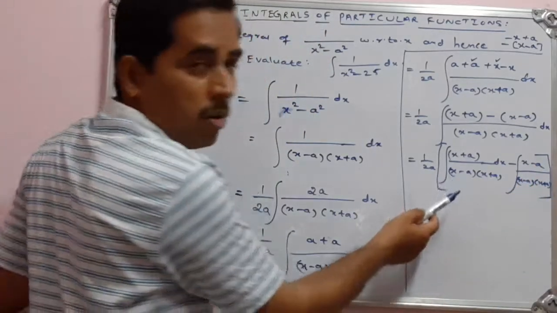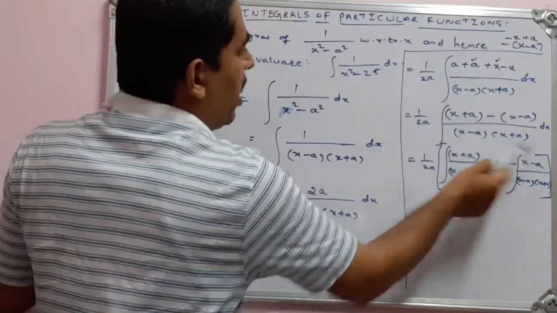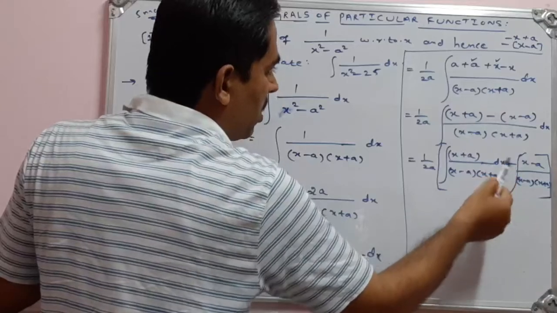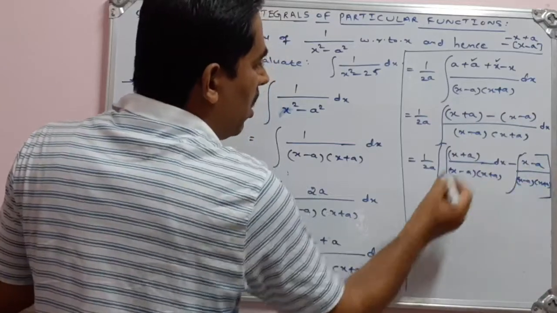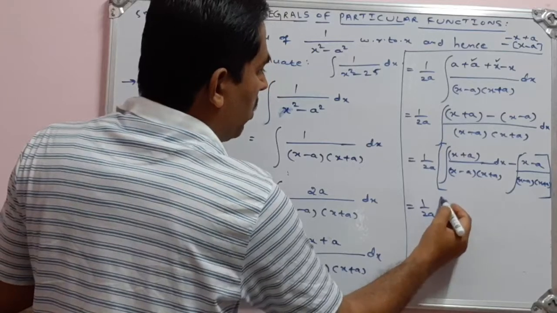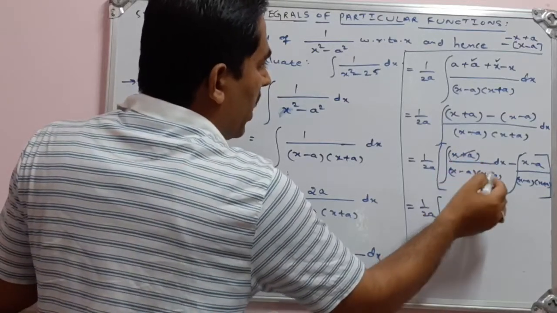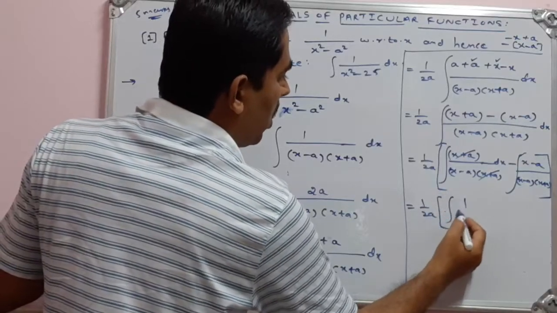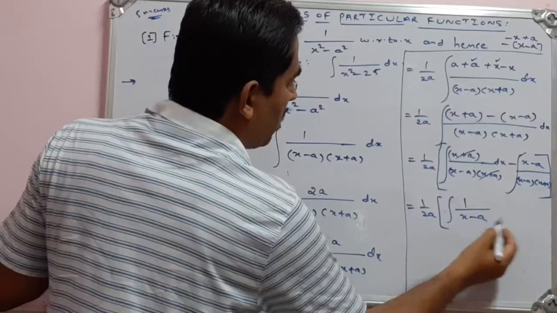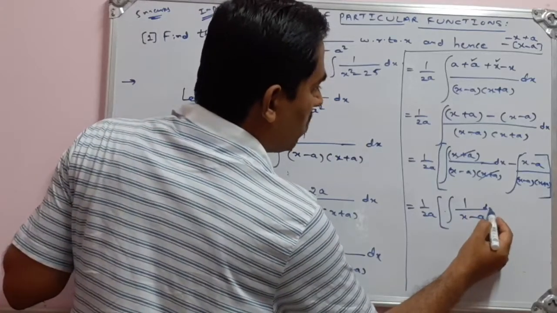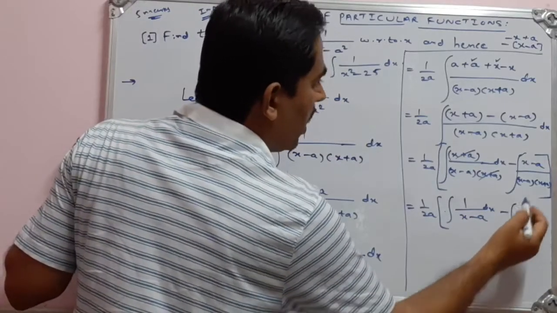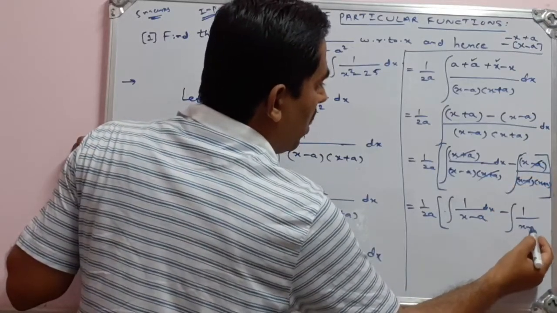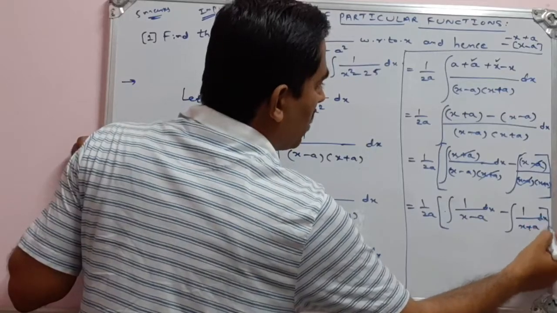Okay, so I have split these terms: x plus a divided by x minus a into x plus a, minus the integration of x minus a divided by x minus a into x plus a. Now before going to the next step, see here, x plus a gets cancelled, I will get integration of 1 by x minus a with respect to x, minus the integration of, see here, x minus a gets cancelled, I will get 1 by x plus a with respect to x.